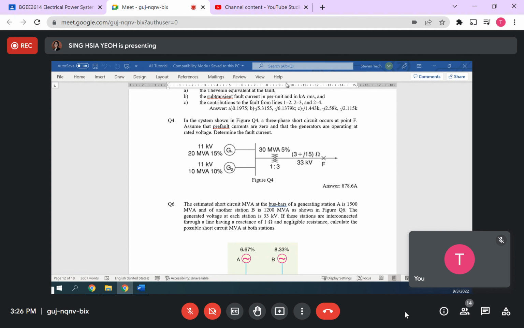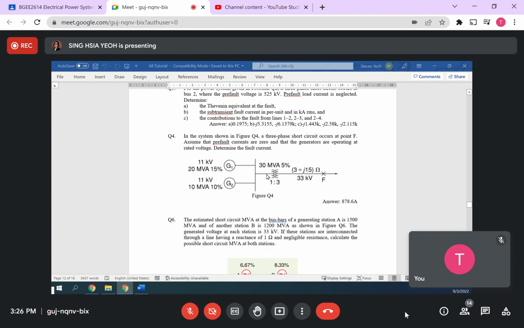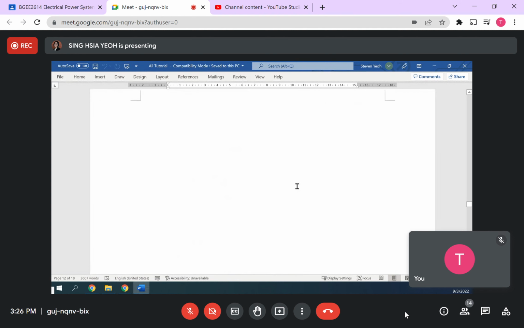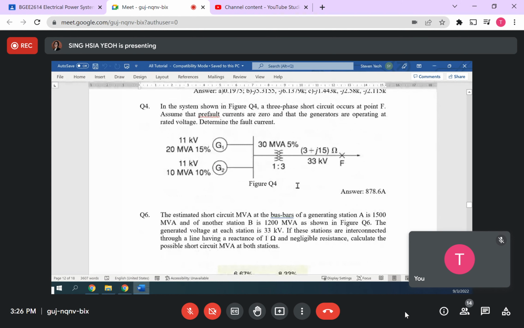Okay, have you all tried? Perhaps I give you some hints, then I give you some time to do it. Look at question 4. A three-phase short circuit occurred at point F here. Assume that the prefault current is 0 and the generator operated at rated voltage, determine the fault current. So in these questions, they just tell you that it's at the rated voltage.